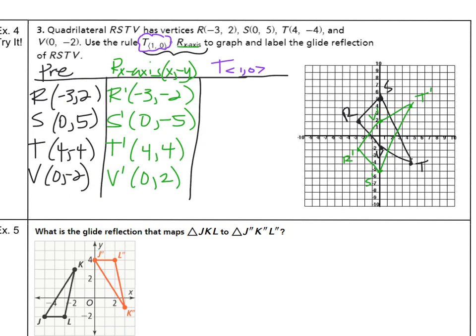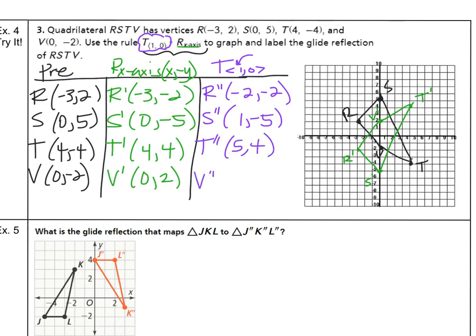The last thing we're going to do for this glide reflection, I know this is taking a while, is just bump everything 1 unit to the right. Since 1 is positive, we're going to add 1 to x and not change the y values at all. That means R double prime will be at -2, -2 if we add 1. S double prime will be at 1, -5. T double prime will be at 5, 4. And then V double prime will be at 1, 2.